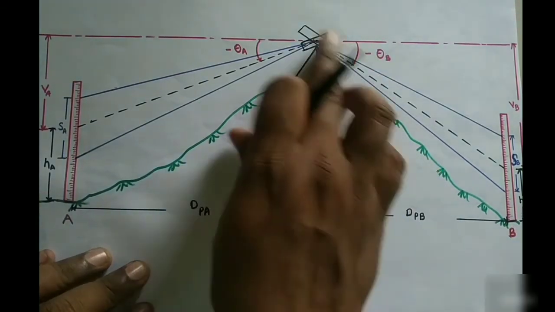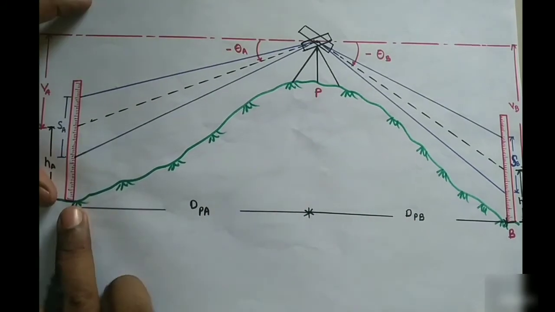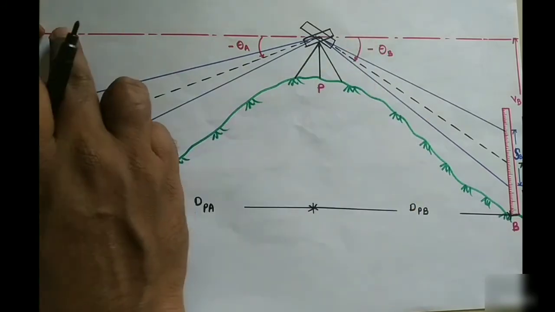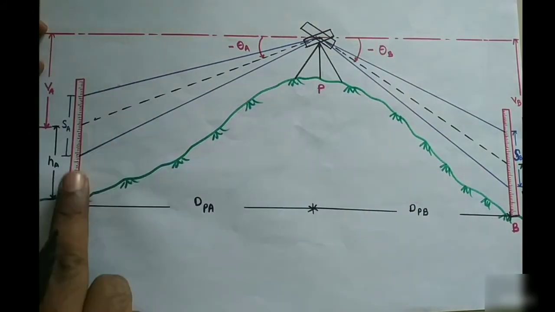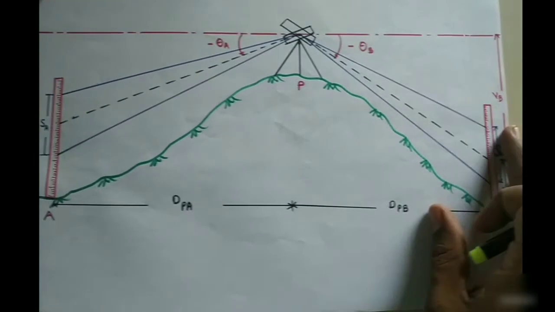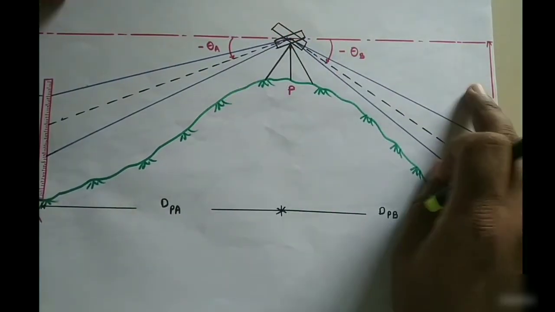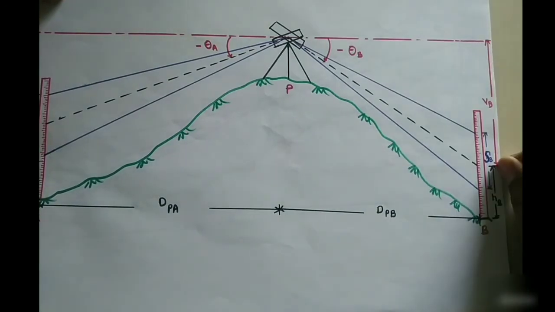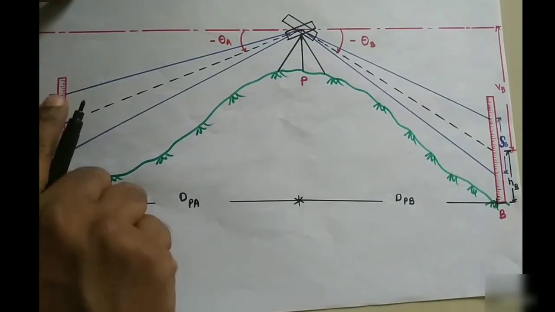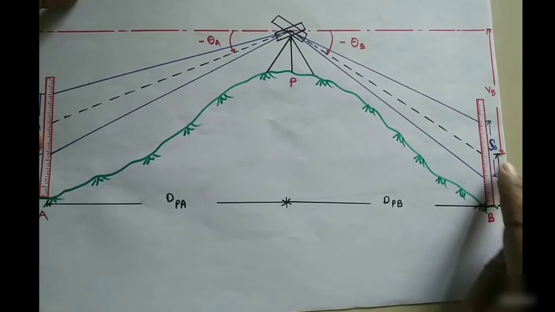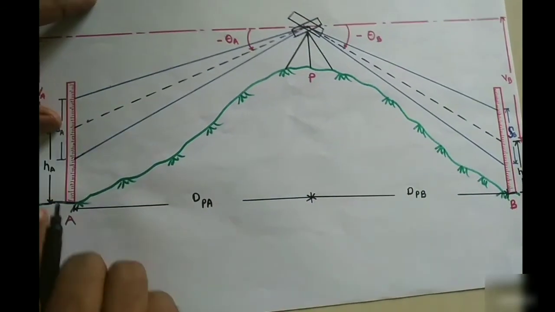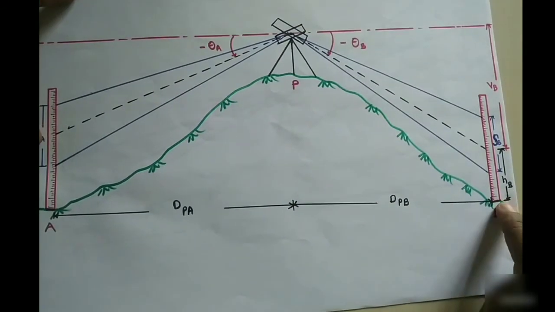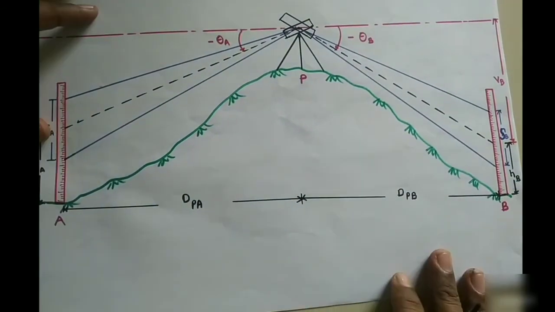Okay, so in this case, now here you can see VA is the vertical distance from the instrument axis to the central hair reading at A, VB is the vertical distance between the instrument axis and the central hair reading at B. SA is the staff intercept at A, SB is the staff intercept at B. Similarly HA is the central hair reading from the ground at A, HB is the central hair reading from the ground at B.